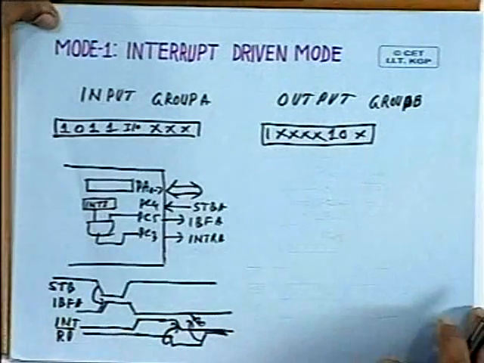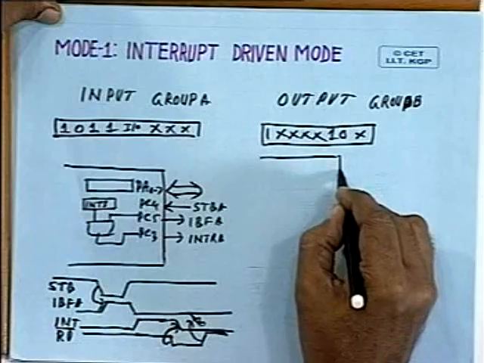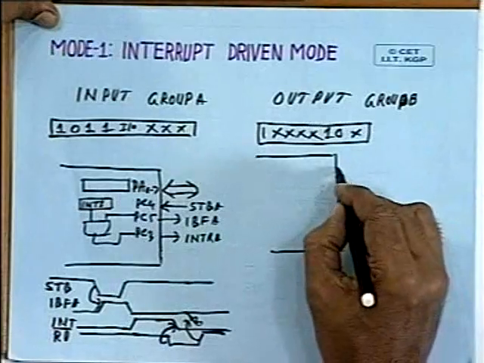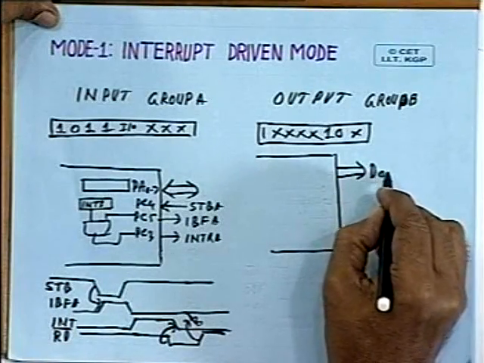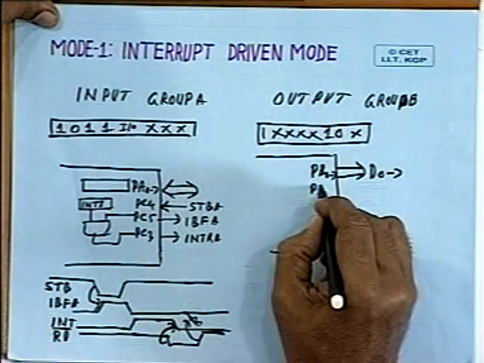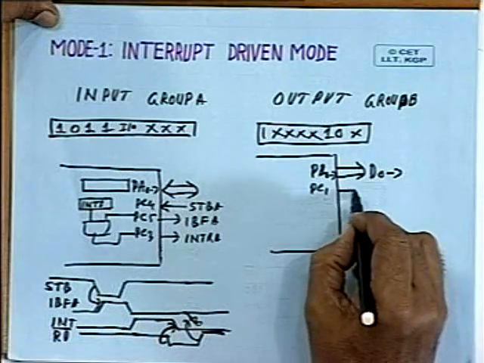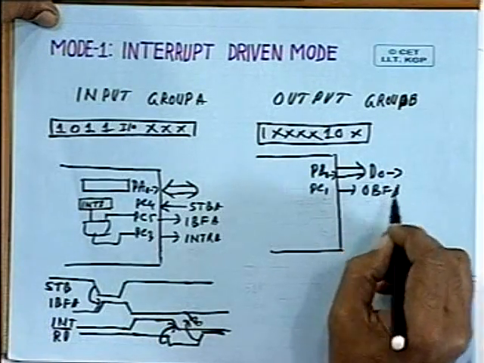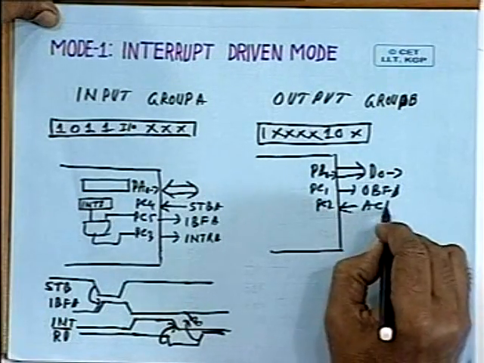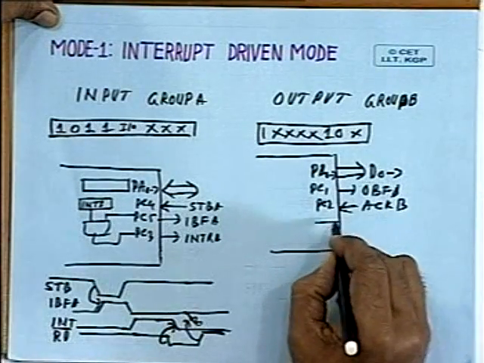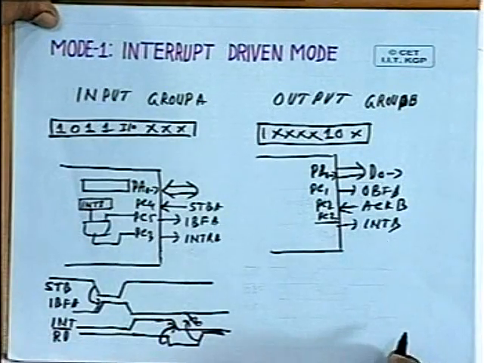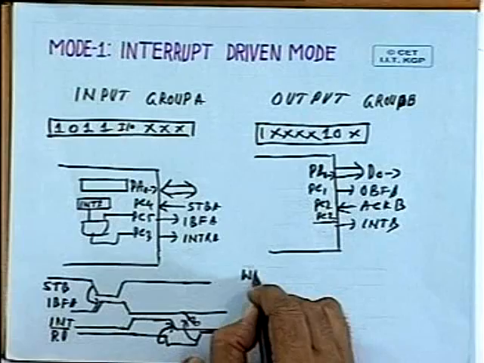You have to write this into this control register, and in this case, this will be acting as an output port. So direction will be output, D0 to D7, and here it is PB0 to PB7, and here PC1 is your output buffer full B, PC2 is acknowledgement B, as we have already seen, and PC3 will act as interrupt B. Let me very quickly explain the operation.